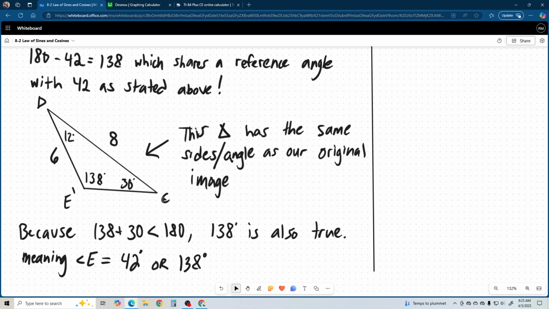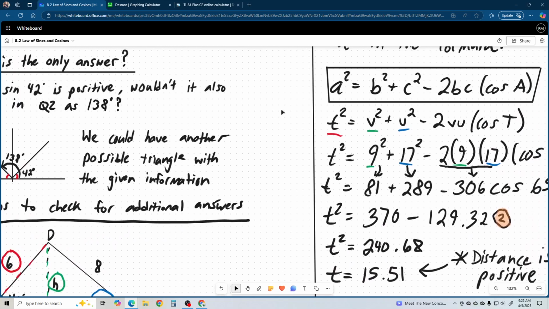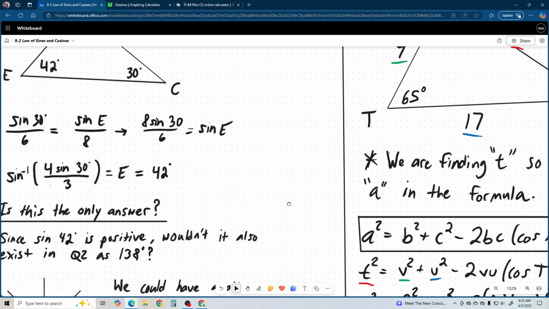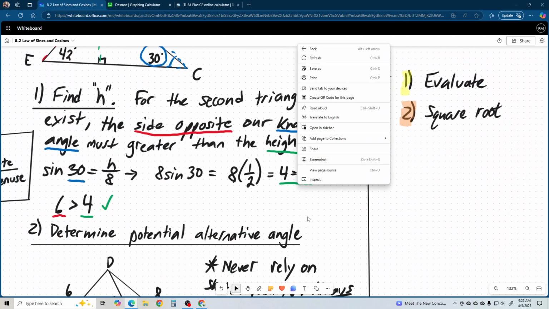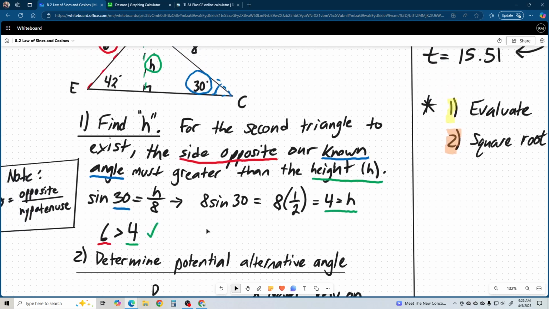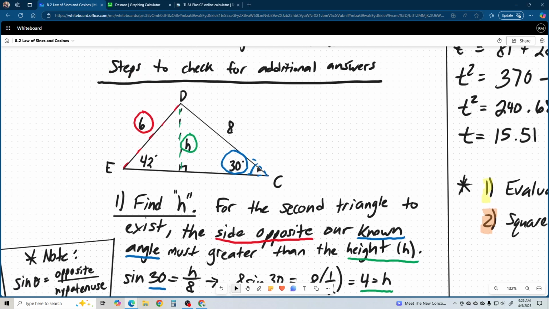This triangle that we've created, this new triangle with E prime, our new E, is also a completely viable triangle based on what we did before, right? And you'd never know that if you just use the law of sines. So when you use the law of sines for side-side-angle, you have to do this process to double check and see if it's possible, okay? Which really just comes down to double checking the height and making sure that it works, and then understanding how the reference angle interacts with the angle that you find, 42.